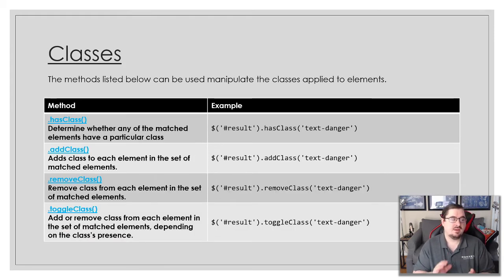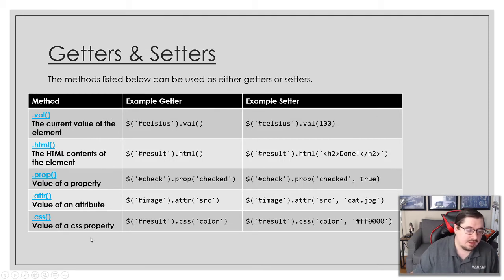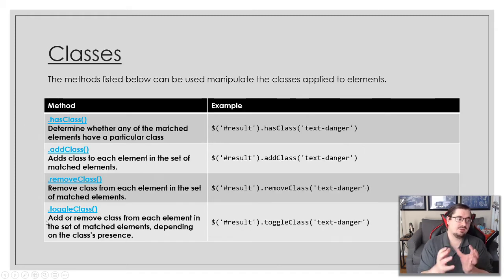Okay, next up let's talk about classes. If you do want to add or remove classes, it is possible to do it through the attr method, or in CSS through the CSS method. I would recommend using these methods instead if you need to work with classes. The first method on this list is hasClass, and hasClass will tell you if that element does or does not have the class in question.